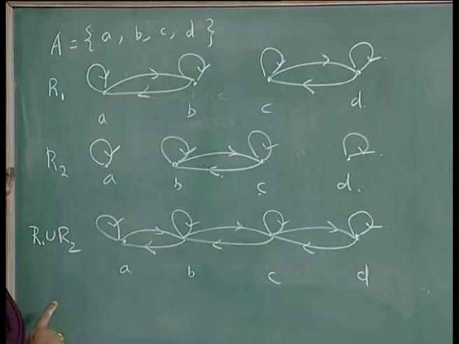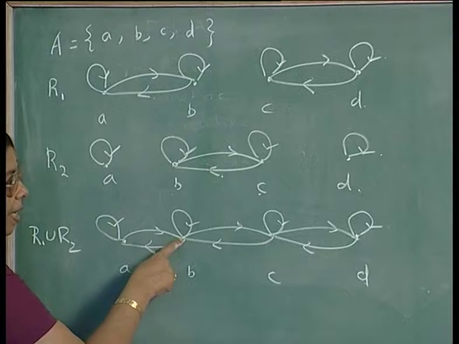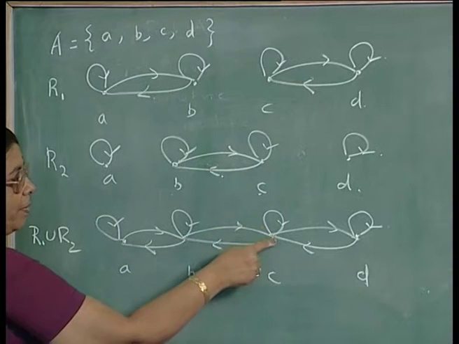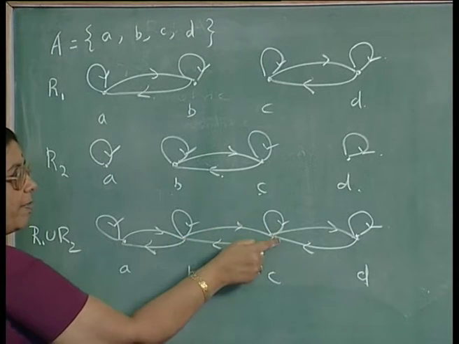The symmetric property is also not affected. R1 union R2 is still symmetric, but R1 union R2 is not transitive. You have an arc from A to B and you have an arc from B to C, but you do not have an arc from A to C.